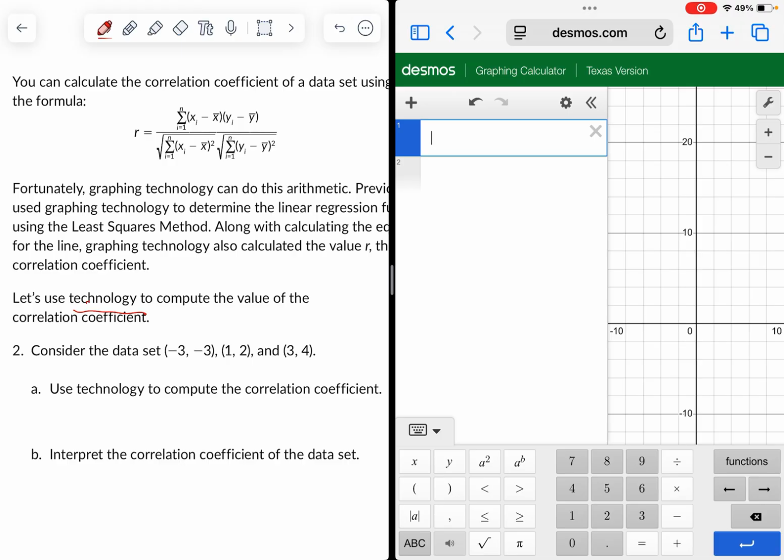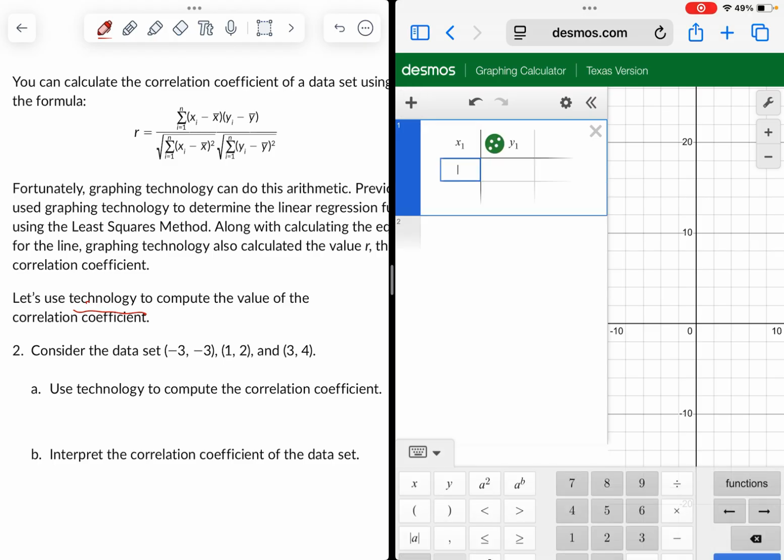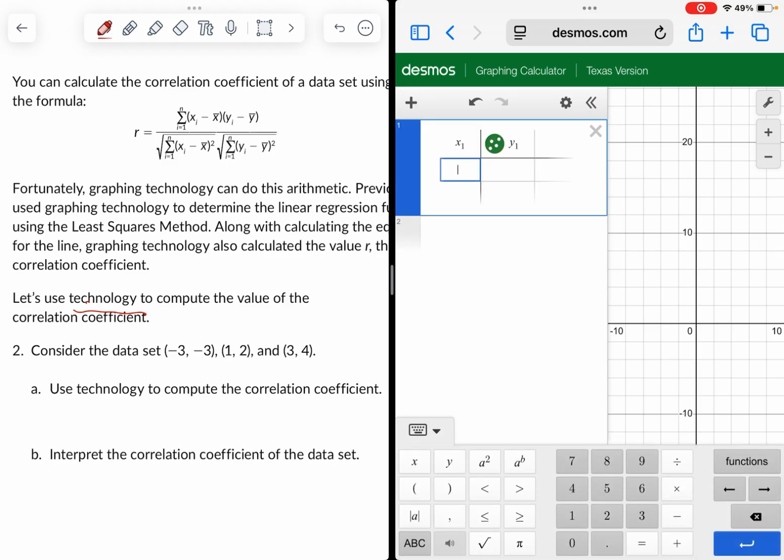And just like we did in lesson 1, we are going to use technology to come up with a line of best fit. Now, we've only got 3 points. So I'm going to hit the plus and add a table, and I'm going to put in X is -3, Y is -3. I'm going to put in X is 1, Y is 2. And I'm going to put in X is 3, Y is 4.